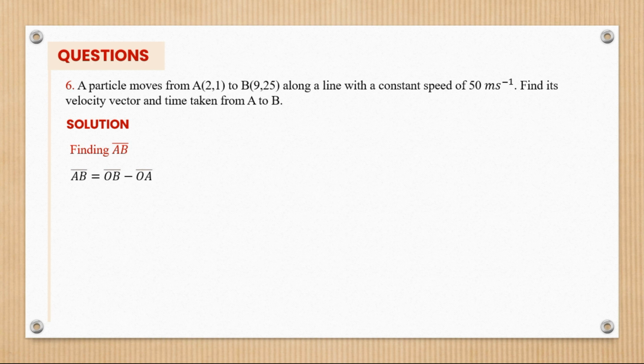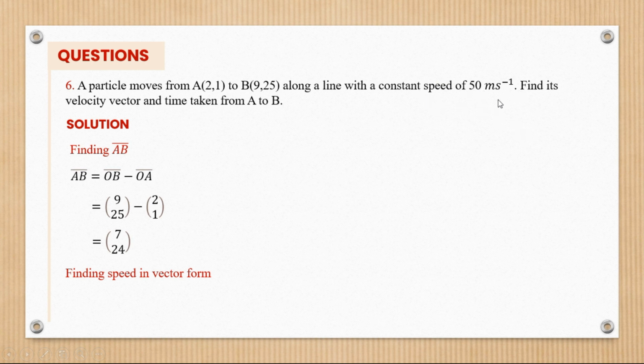Now AB shall be equal to OB minus OA, from the knowledge of vectors. So now we know the coordinates of the vector at position B, which is (9, 25), and that at position A, which is (2, 1). We're going to subtract them, and what we'll have is (7, 24). So now we know what the value of AB is. Next we have this constant speed right here. Now remember, when there's constant speed, it means that acceleration is 0.